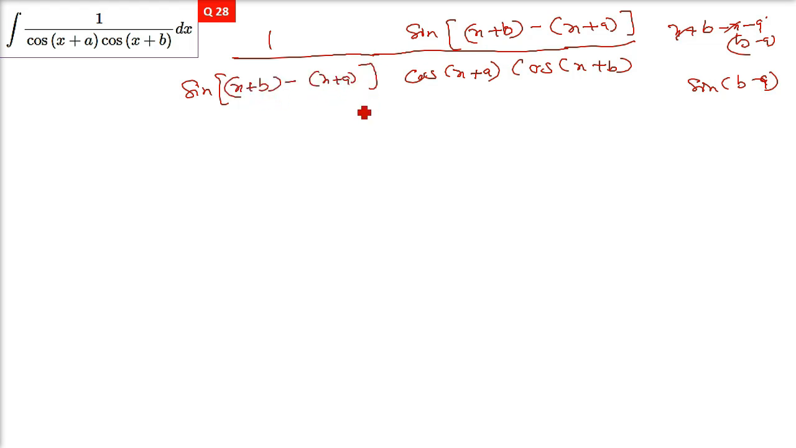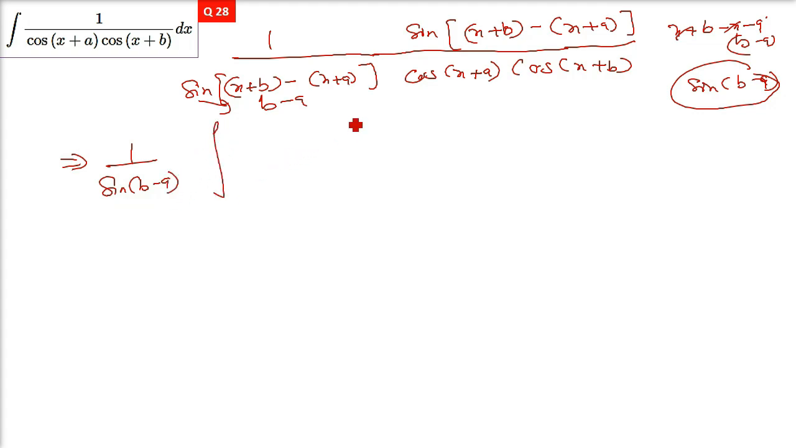Now you will ask a question: why are you doing this? Isn't there a simple solution? I'm afraid not. So this sin(b-a) is a constant. That's why you don't have to worry about the denominator. You can just separate this out from the actual integration. Sin(b-a) goes out of the integration sign.